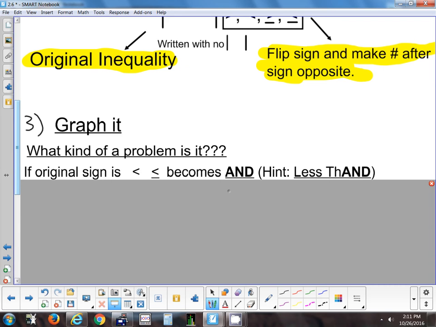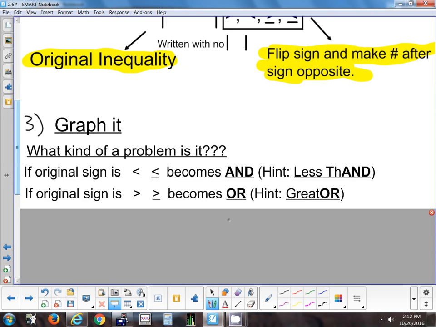When we look back at the original sign of the original problem, it's going to tell us what it is. So it'll be an and. Jordy, look up here. What sign is that? Greater. How about this one? Greater than or equal to. So if it's a greater than or a greater than or equal to, it's going to become an or. Think great or. Great or less than. That's a little hint if you can't remember. So whatever the original sign is, it's going to tell us what word we're going to use to separate the two inequalities.